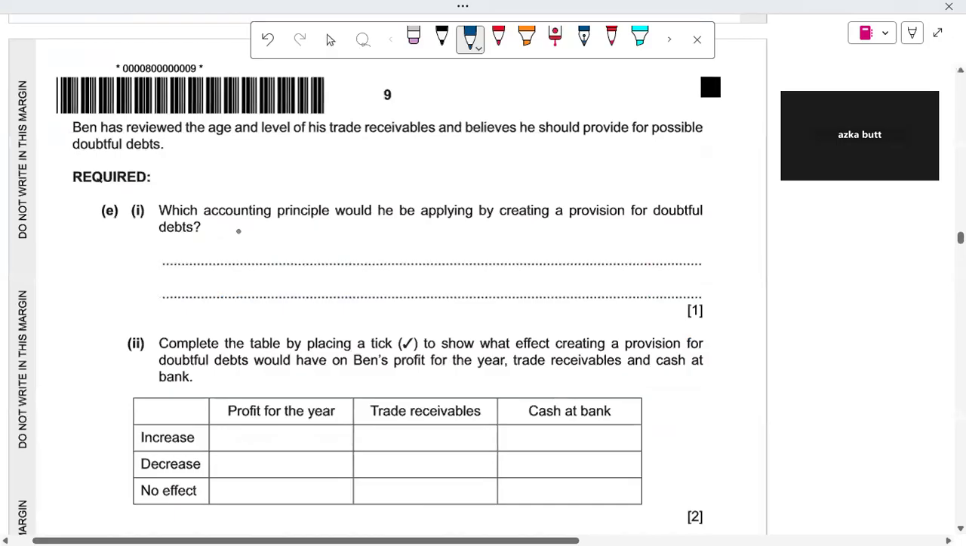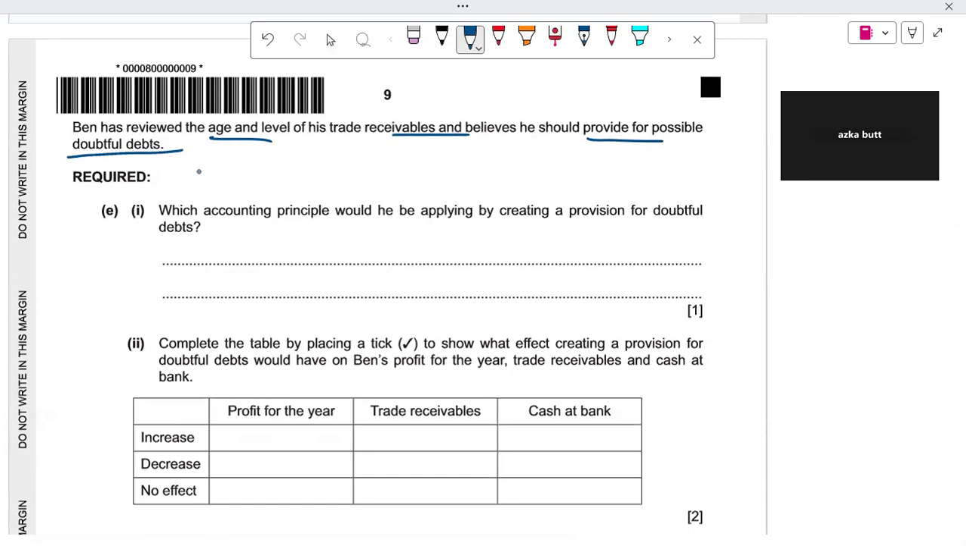Okay. The next question is that Ben has reviewed the age and level of his trade receivables and believes he should provide for possible doubtful debts. Which accounting principle would he be applying by creating a provision for doubtful debts? Creating the provision for doubtful debts is basically the prudence concept. He's applying the prudence concept.